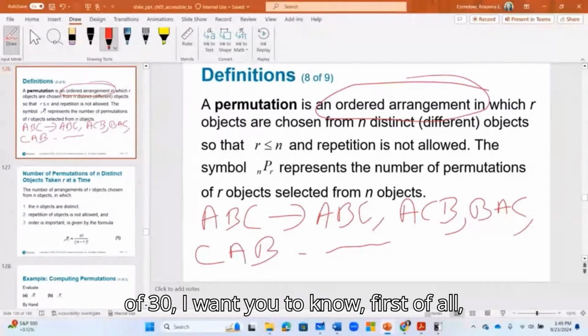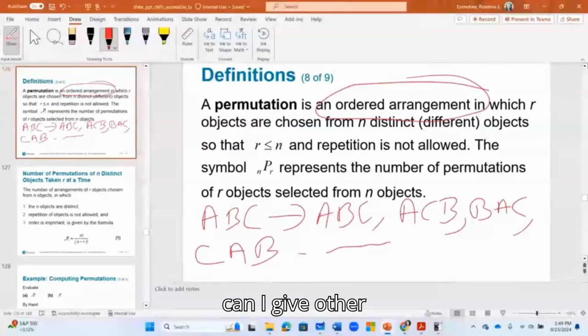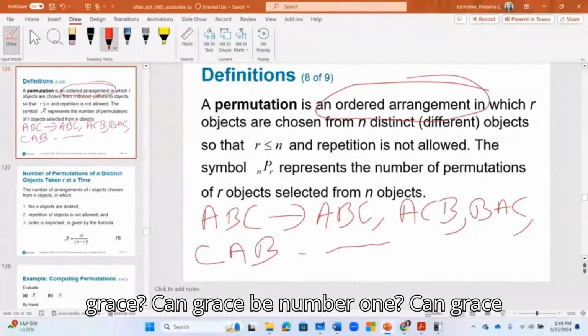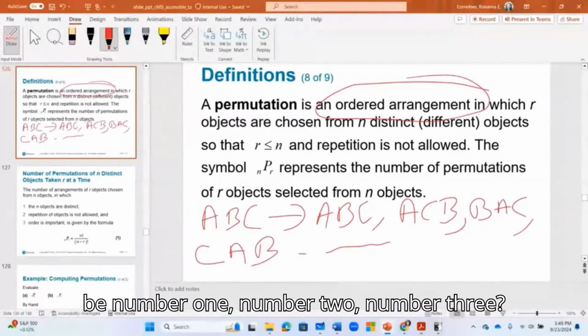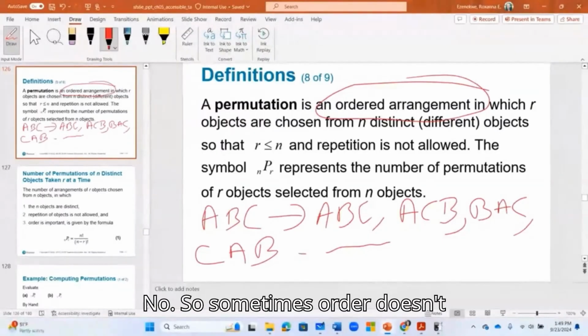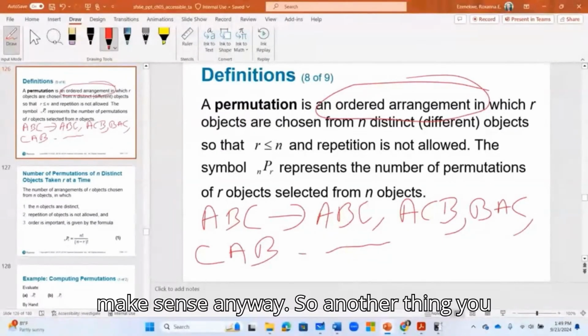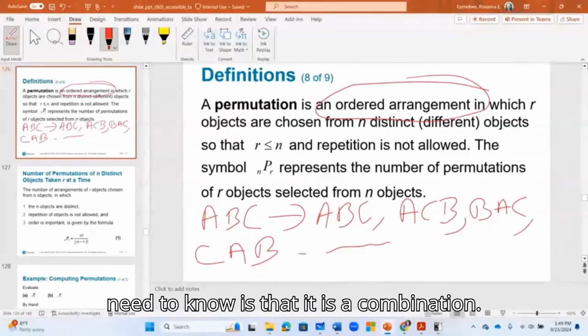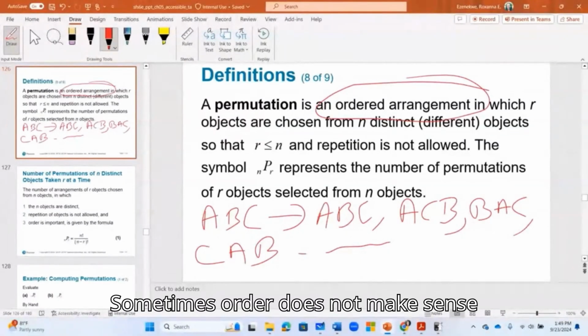I want you to know, first of all, can I even order Grace? Can Grace be number 1? Can Grace be number 1, number 2, number 3? No. So sometimes order doesn't make sense anyway. So another thing you need to know is that if it's a combination, sometimes order does not make sense.